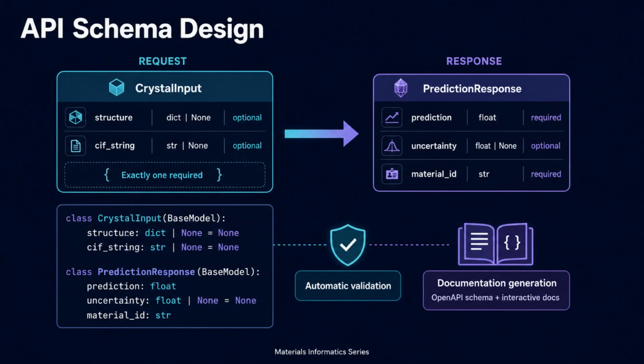The API schema defines the contract between client and server. Crystal input requires a structure dictionary in Pymatgen format, with an optional CIF string field alongside it. Prediction response returns the prediction value as a float, an optional uncertainty estimate, and the material ID. Pydantic BaseModel classes provide automatic validation, serialization, and documentation generation.